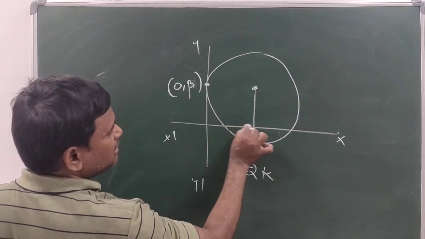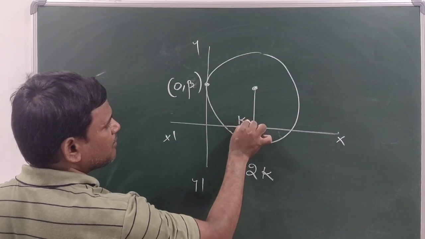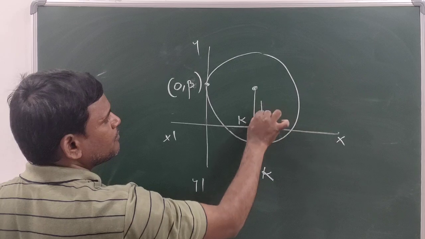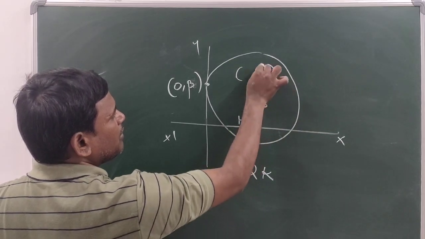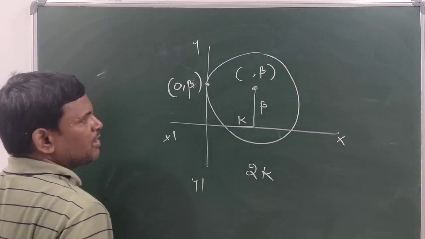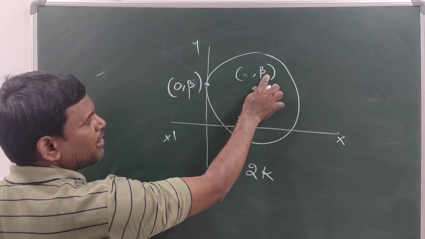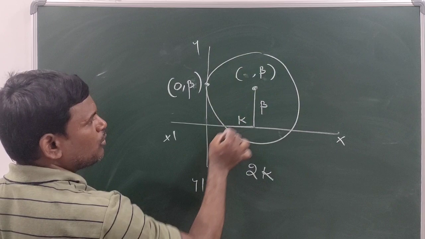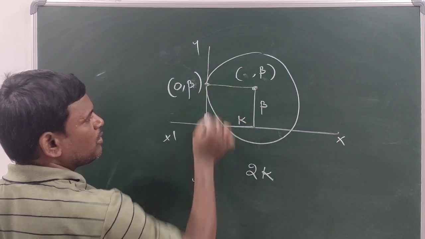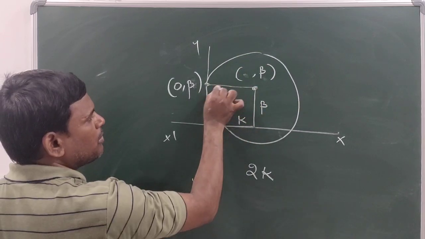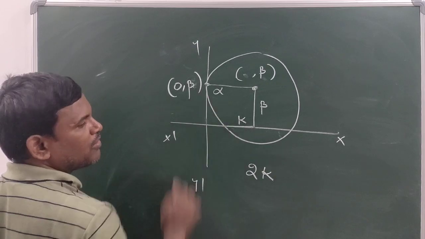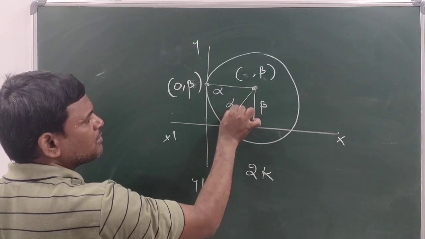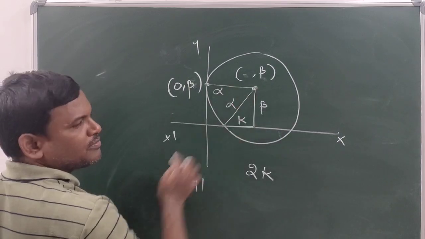Okay. So this length is how much? K. So this length is how much? Beta. Now you got the y coordinate of the center as beta. The x coordinate of the center, we don't know. So this is the x coordinate of the center. Don't know, but let it be alpha. So this length is equal to this length, because both are radii.